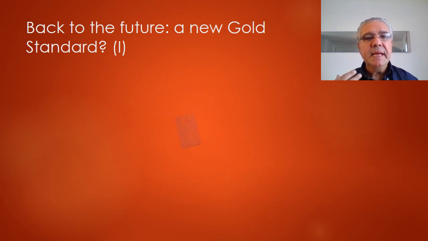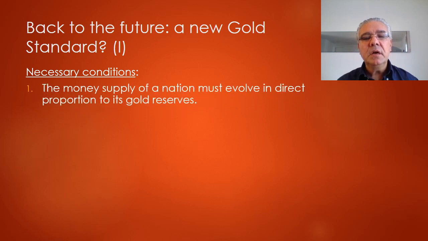So what are the main issues or the conditions? Let's start with that. The conditions to reestablish a gold standard. First, the money supply of a nation must evolve in direct proportion to its gold reserves. And that's true because if the money issuance, M1, grows faster than the gold reserves, then it depreciates and it loses credibility.